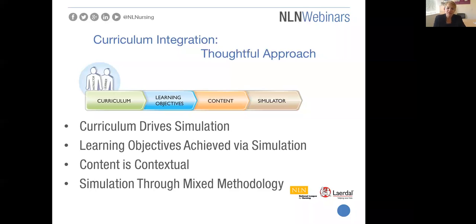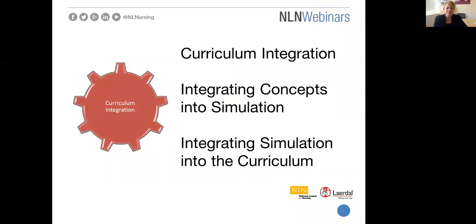And the third one was preparing faculty to teach with technology. Simulation is a form of technology, but the generations that we are educating at this point are much more technologically savvy, and we need to understand how to best embrace those pieces to engage our students thoughtfully in learning the content with nursing education. So areas that you need to think about in faculty development under curriculum integration is what concepts, how might you integrate concepts into simulation, and how might you integrate simulation into the curriculum? And here's some examples.